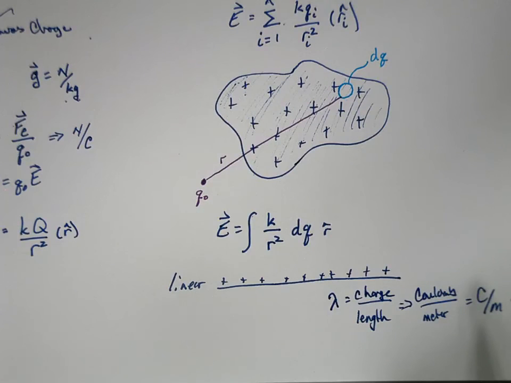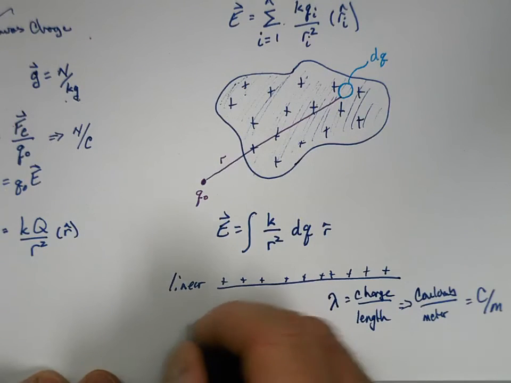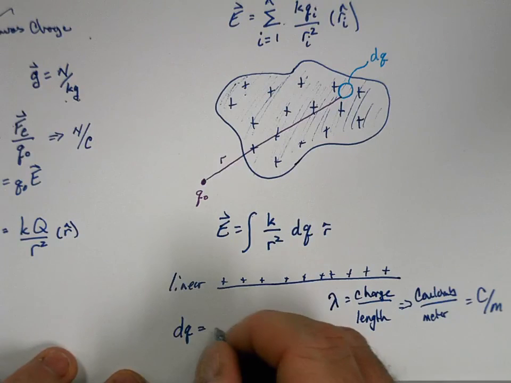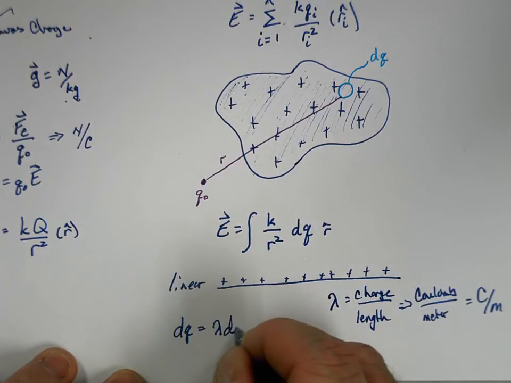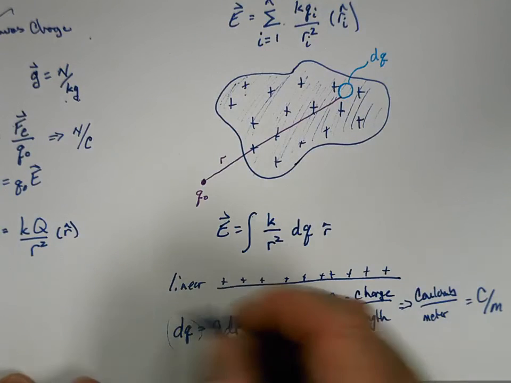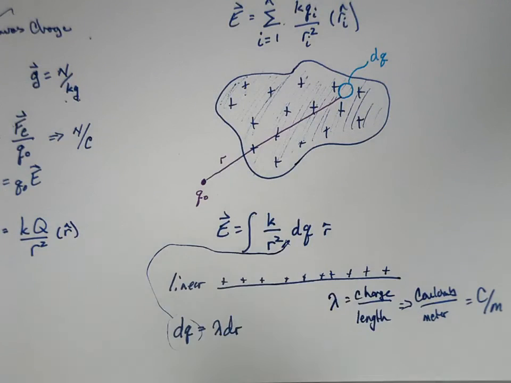And so if this is C per M, then our dq is going to equal our lambda times our dr. And all of a sudden we can take this and plug this back into here, and now we have something that's in terms of a variable r and whatever our lambda value is, and that we can integrate.